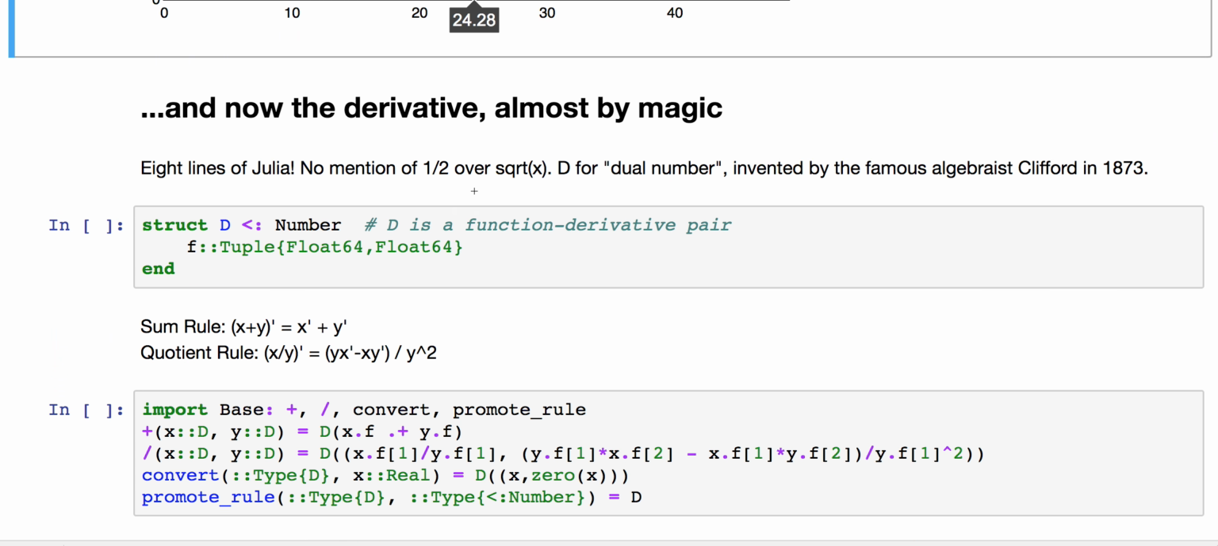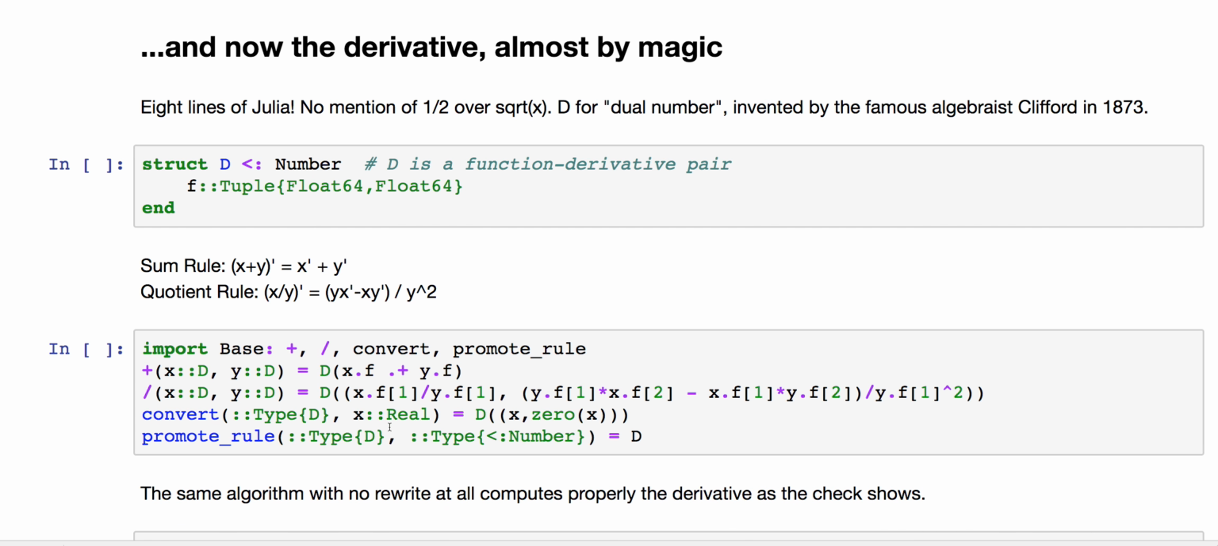It will never be mentioned. Instead, I'm going to use 8 lines of Julia. Here are these 8 lines. That's all there will be. And this will be enough for me to be able to get the derivative of square root. Just these 8 lines alone.